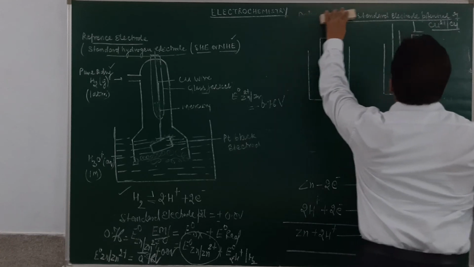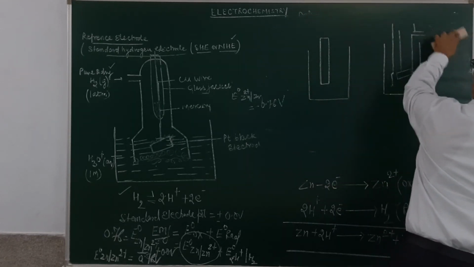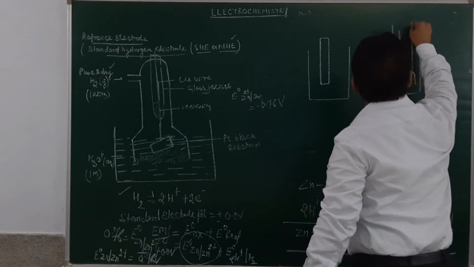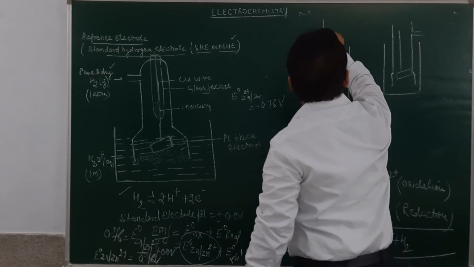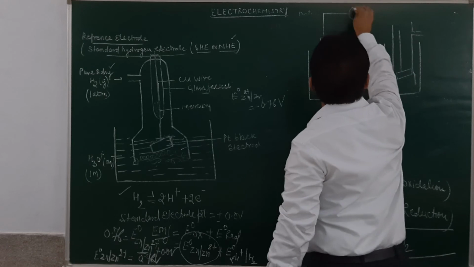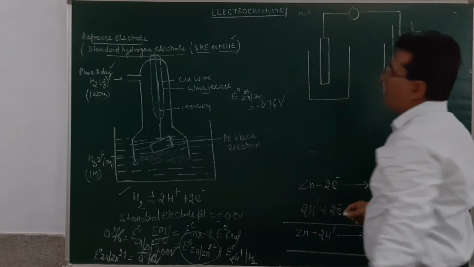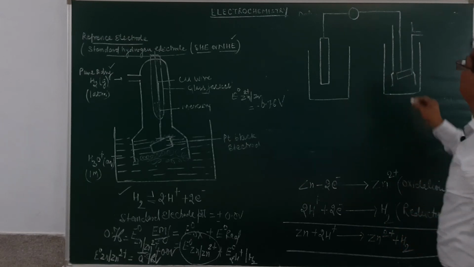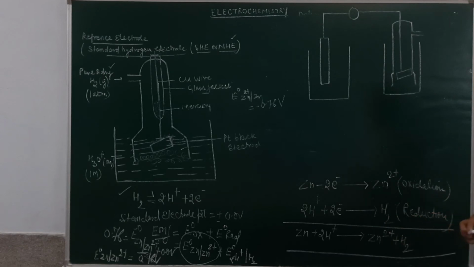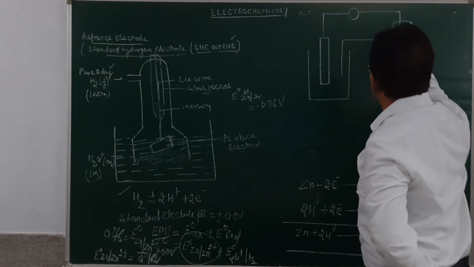And then they are connected to the copper electrode by connecting with a voltmeter this way. Internal connectivity between them will be provided with a salt bridge.